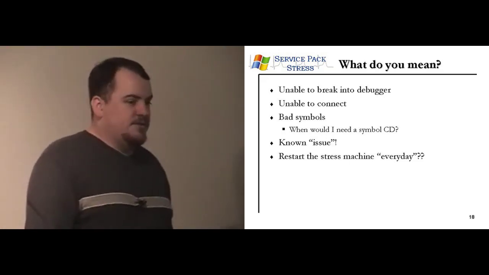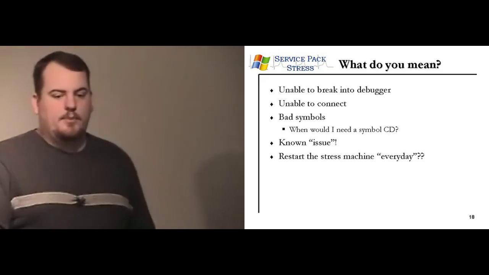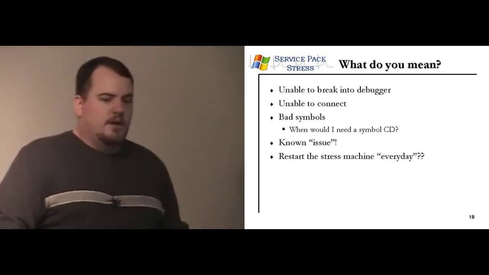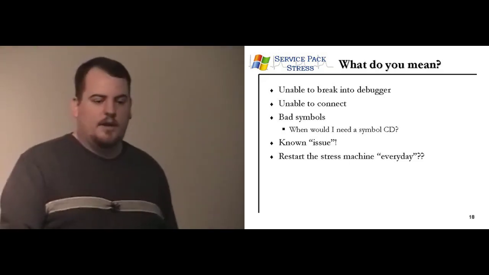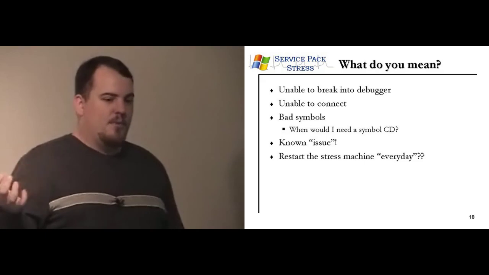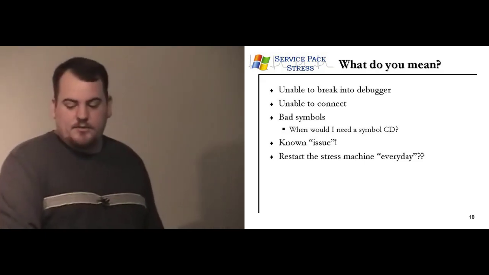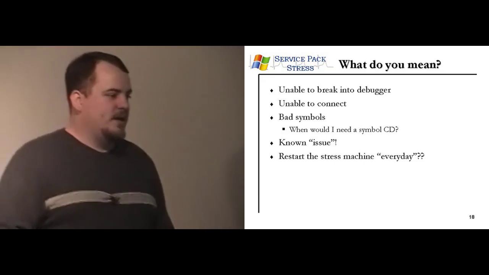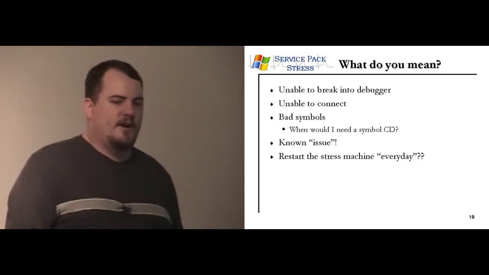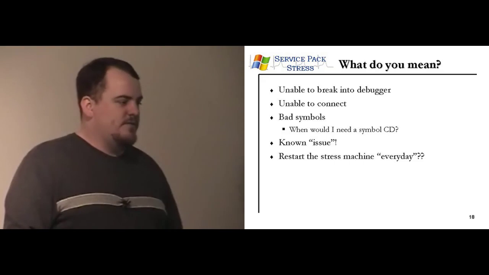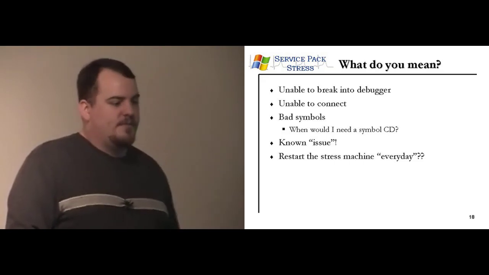Unable to connect just means we can't even get to your debugger. That could be username problems, IP address problems, anything. You may not actually have the remote running using the proper name. Bad symbols, because everybody's running so many different variants of stress. They have different service packs installed, different hot fixes from Windows Update installed.